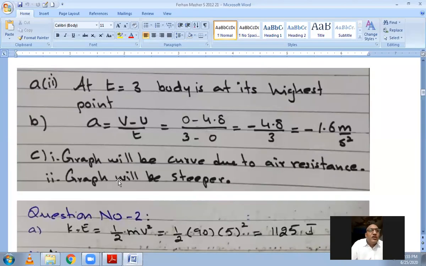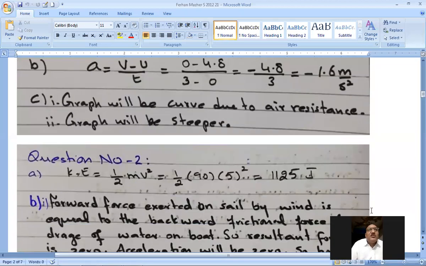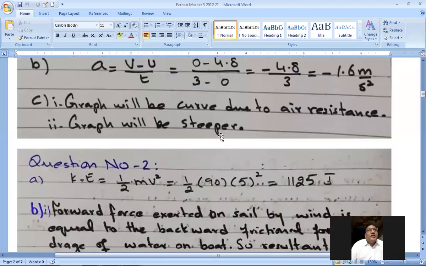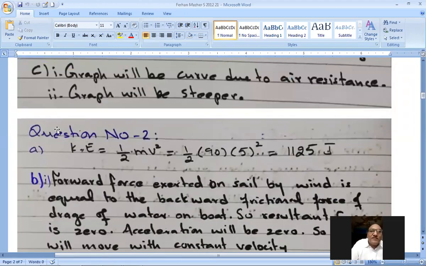So let me read my answers. I have done this on a paper also. I hope you can see those answers. They are visible to you. Okay. C part, the graph will be curved due to air resistance, and graph will be steeper. And the graph will be a curve. You only have to write two aspects of that graph.